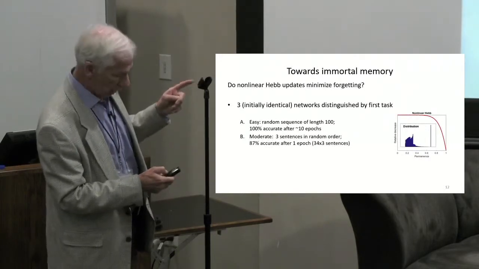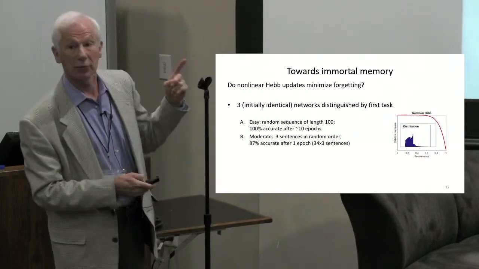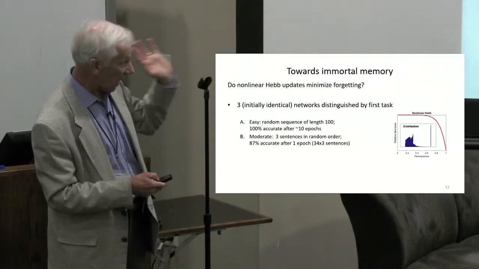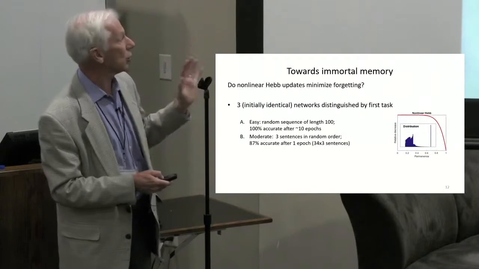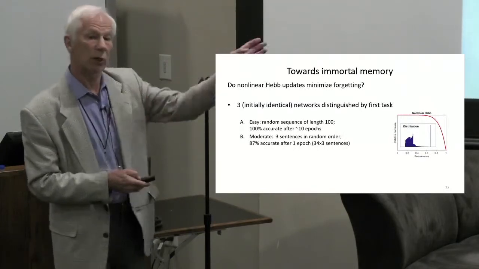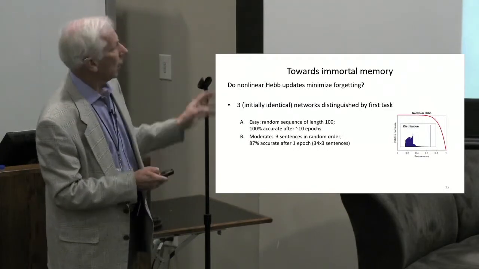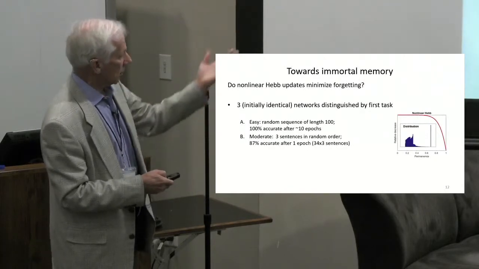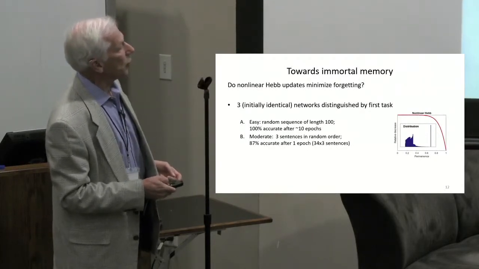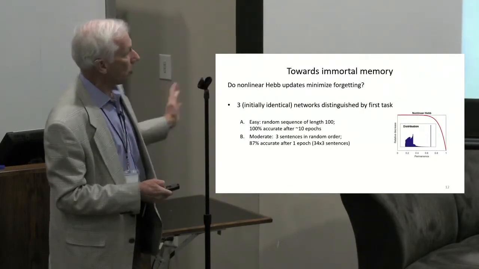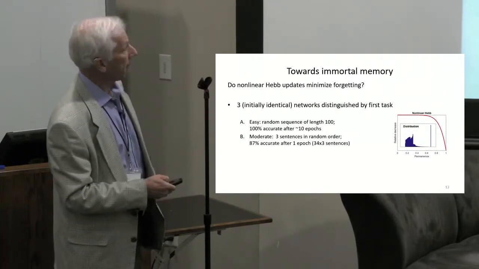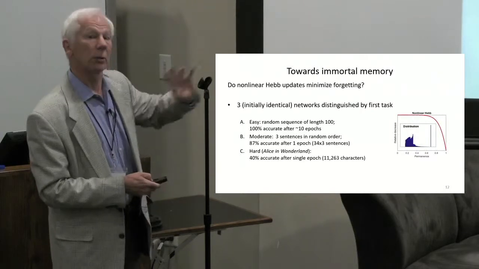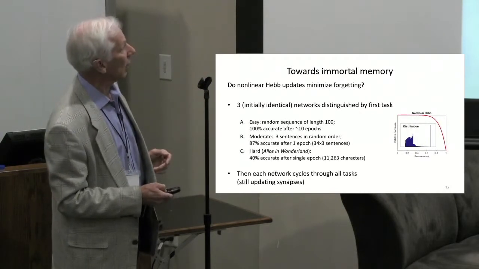The second network, network B, gets a moderately difficult task. It's sentences, just three examples of a short sentence, but they're given in random order. That leads to 87% accuracy after just one pass through these sentences 34 times. And the hard one is Alice in Wonderland again.